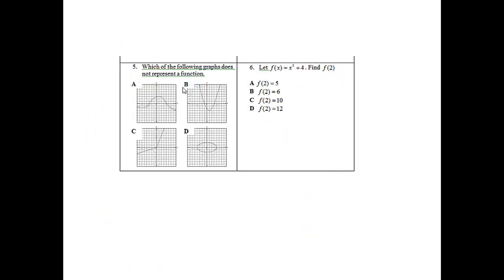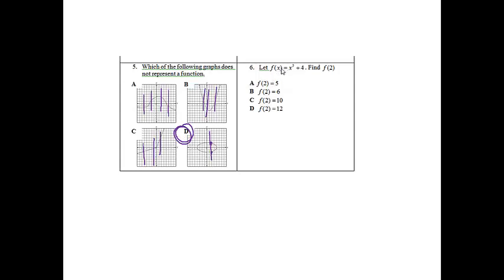Okay, number 5, which of the following graphs does not represent a function? Well, looking at these, we definitely will just look at which ones are going to pass the vertical line test. Number 1 passes, number 2 passes, number 3 passes, number 4 does not pass because that vertical line passes through that picture twice, so it definitely is going to be choice D.